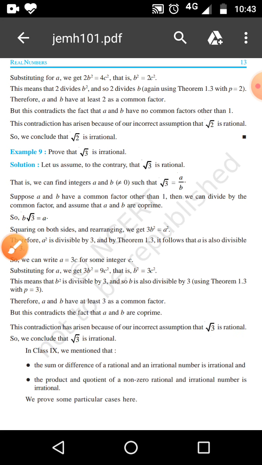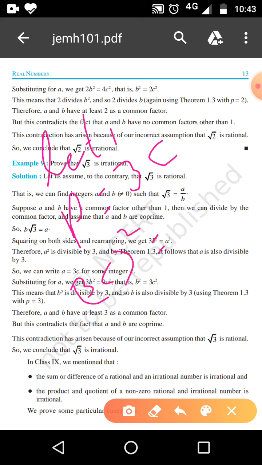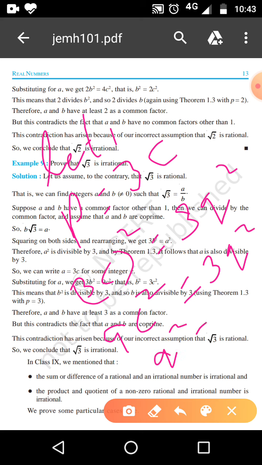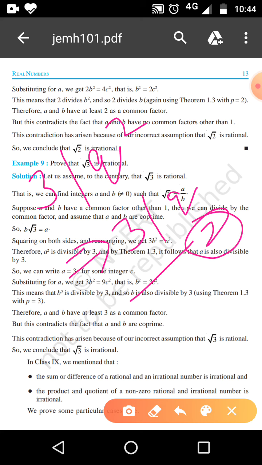Now next, let p is equal to 3c, and then from equation number 1, 3c whole square is equal to 3q square, and this implies 9c square is equal to 3q square. So q square is equal to 3c square, and this implies 3 divides q square, and this implies 3 divides q. This is equation number 2.